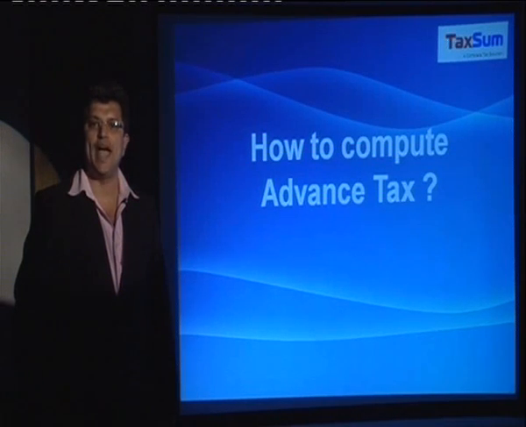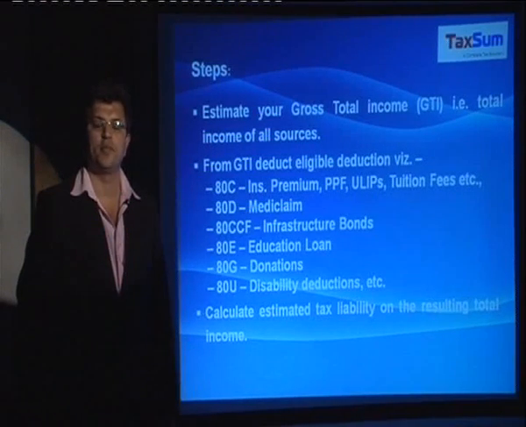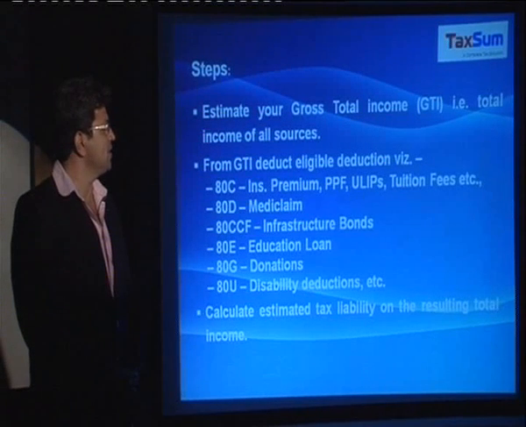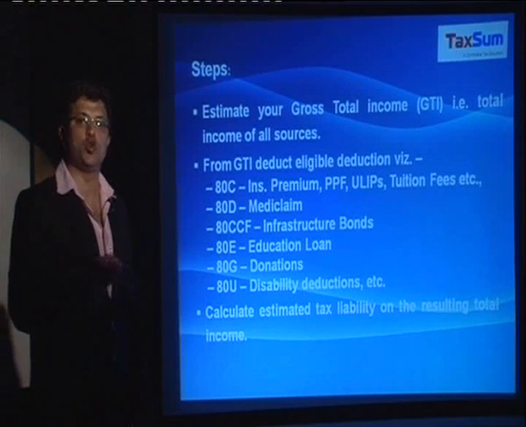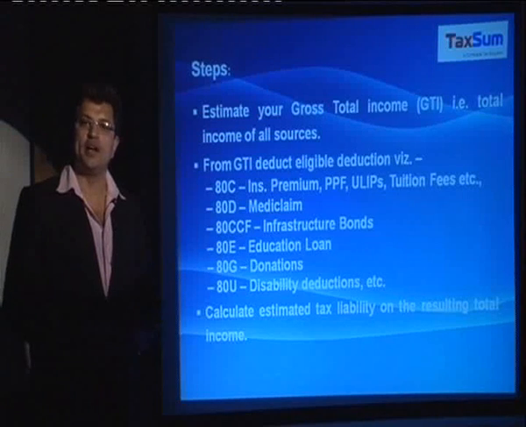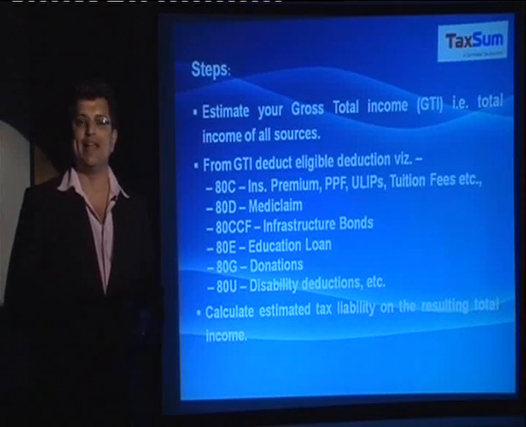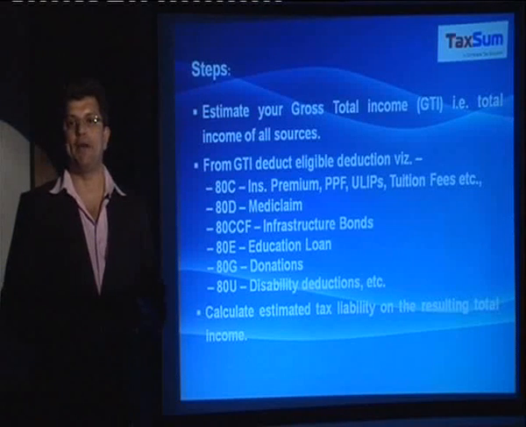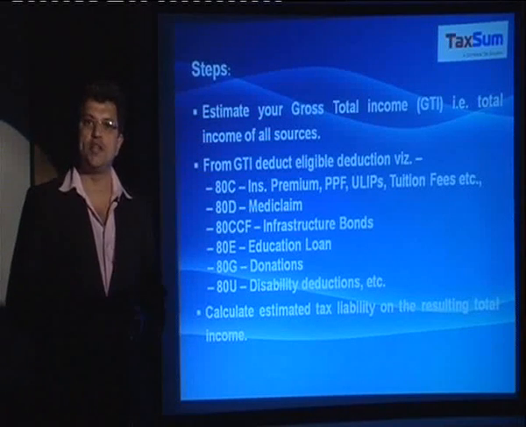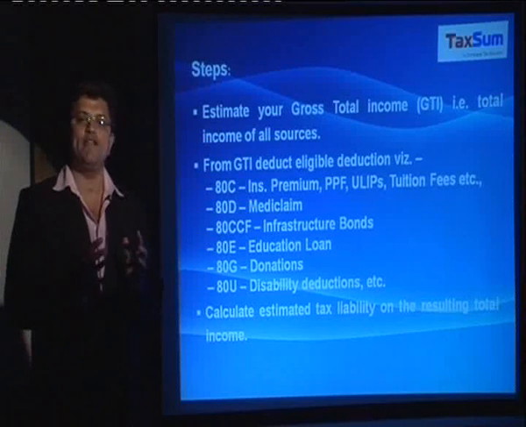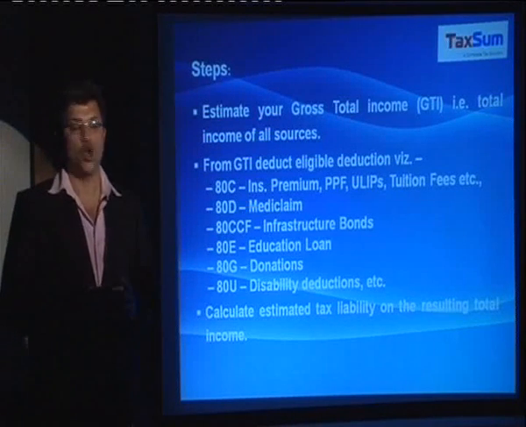How to compute advance tax? First of all, the assessee has to compute the gross total income. Gross total income means total of all the 5 heads of income. That is income from salary, income from house property, income from business, income from capital gains, income from other sources. So first the assessee has to do the total of all the 5 heads of income, which is called gross total income.